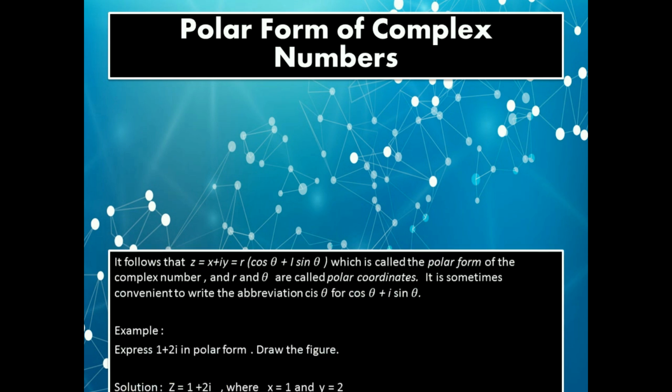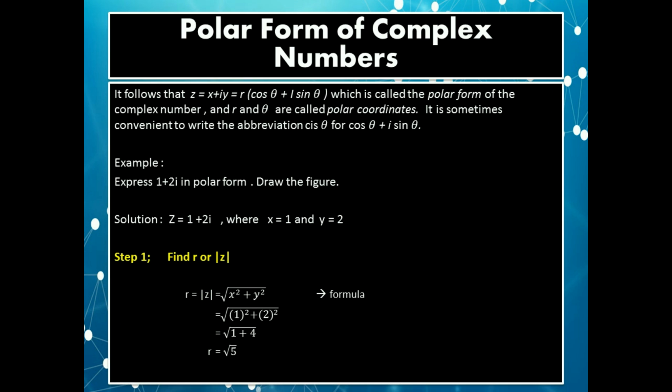It follows that z equals x plus iy, or r multiplied by cosine theta plus i sine theta, which is called the polar form of the complex number, and r and theta are called polar coordinates. It is sometimes convenient to write the abbreviation CIS theta for cosine theta plus i sine theta. For example, express 1 plus 2i in polar form.